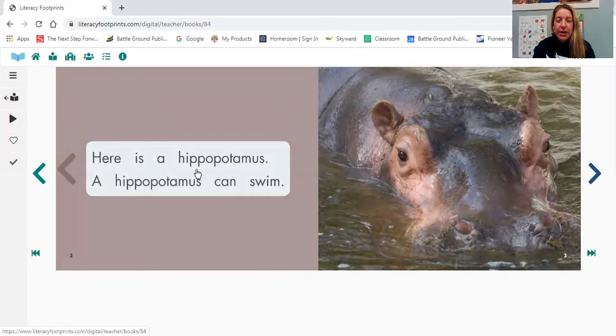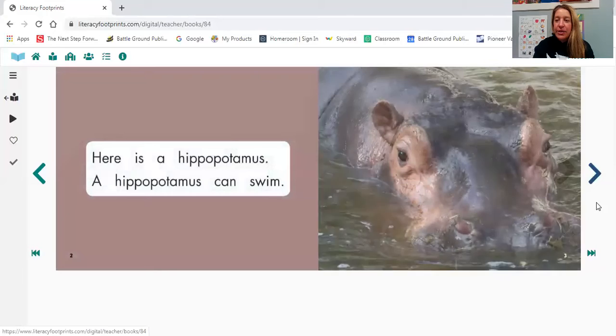And if we look over here at our text page, I can see the word hippopotamus. And I also see two words that we reviewed today. I see the word can and I see the word here. Can you point to those two words on the screen? First, let's point to the word can. Good, it's right here. Good. Can you also find our word here? It's that very first word on the screen, here.